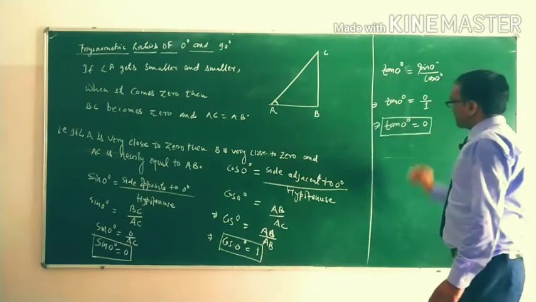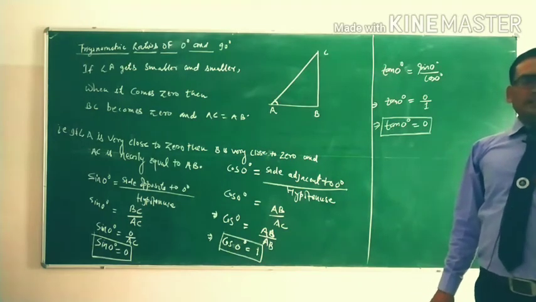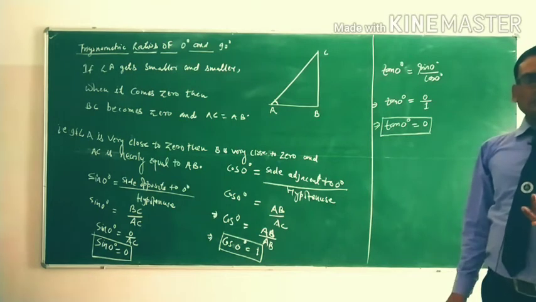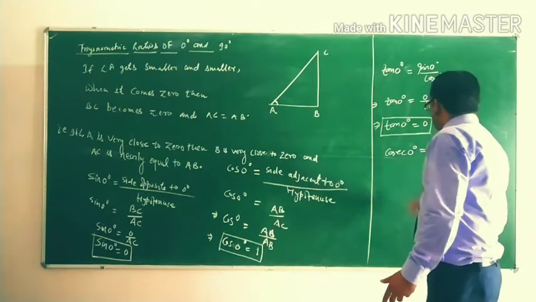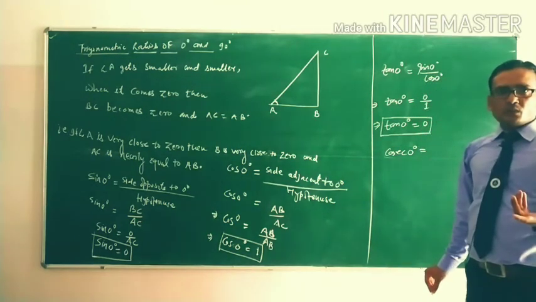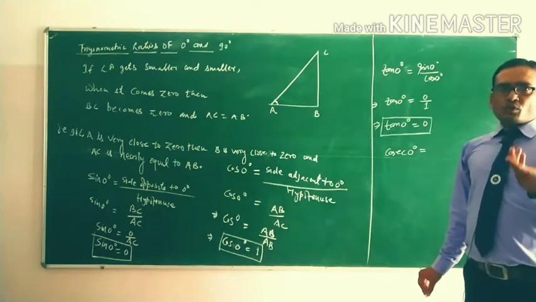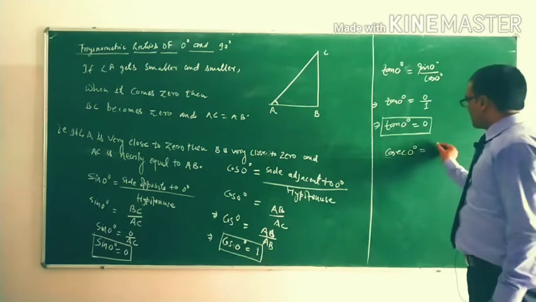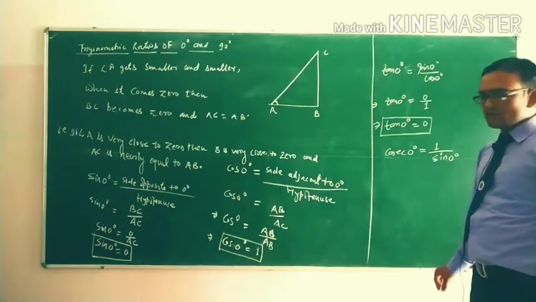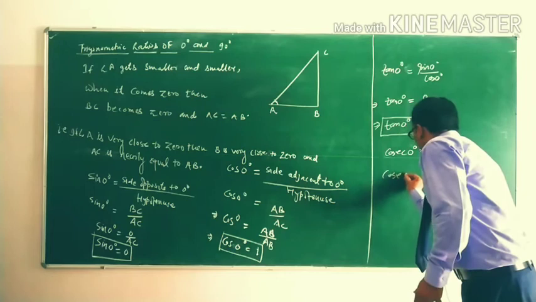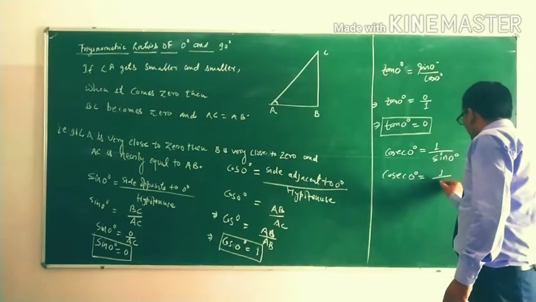Okay, further we find the value of cosec 0, sec 0 and cot 0. Okay students, cosec 0 degree is the reciprocal of sine 0 degree, that means 1 upon sine 0. What is the value of sine 0? The value of sine 0 is 0, that means 1 upon 0.